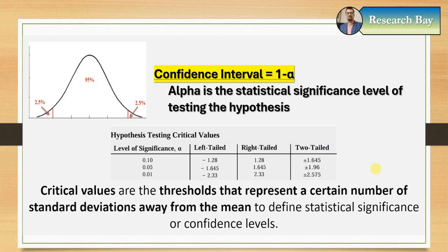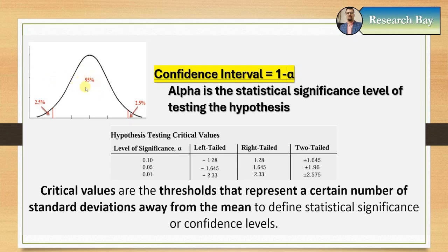Now, whenever we conduct a research, we decide upon a significance level of testing the hypothesis, which is known as alpha. You must have come across that in social sciences research, we select the alpha of 0.05. That means the confidence interval, which is computed as 1 minus alpha, comes out to be 0.95 multiplied by 100, that is 95% confidence interval.